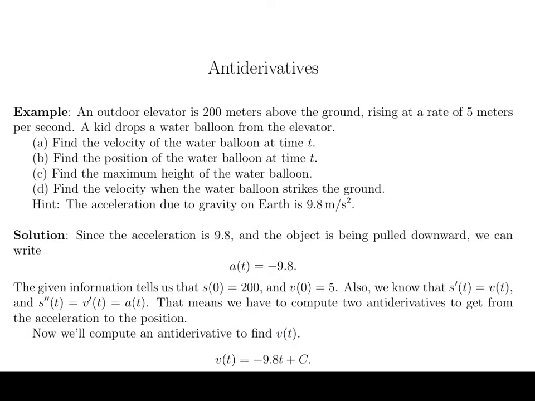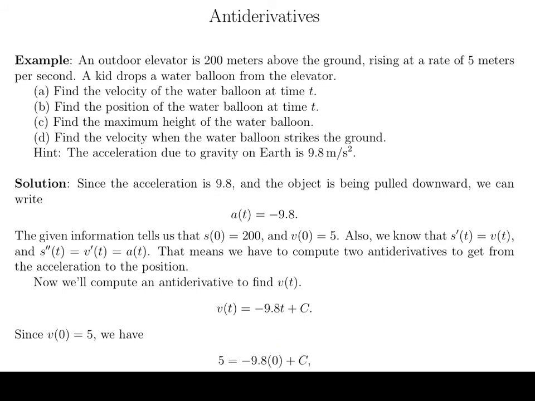For the first antiderivative, we start with our acceleration function and compute an antiderivative to get to the velocity function. Notice that we need the most general antiderivative because in our next step, we're going to solve for what that c is. Anytime you compute an antiderivative, you need to throw in an arbitrary constant. That's what the plus c is for.